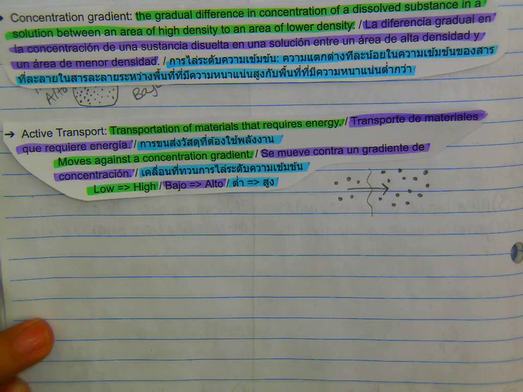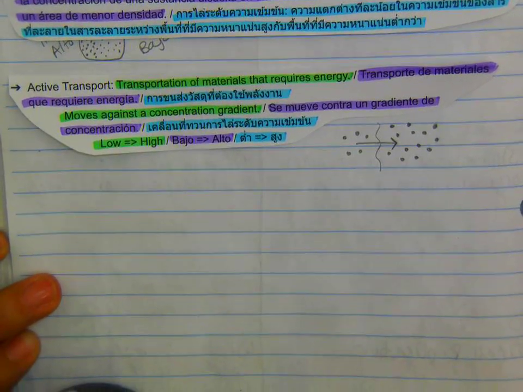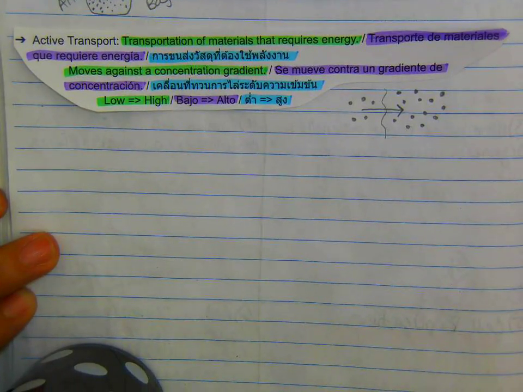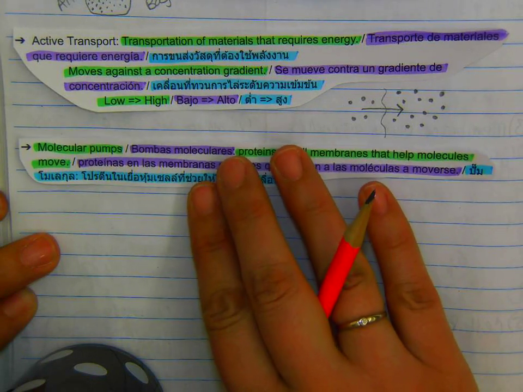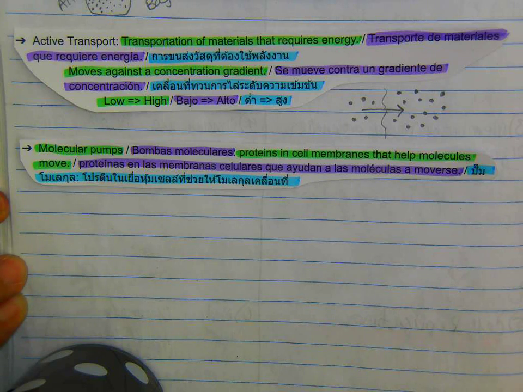And active transport can be accomplished through a couple different means. So let's slide our paper on up. Our first is the use of a molecular pump. So molecular pumps are proteins in cell membranes that help them move molecules.